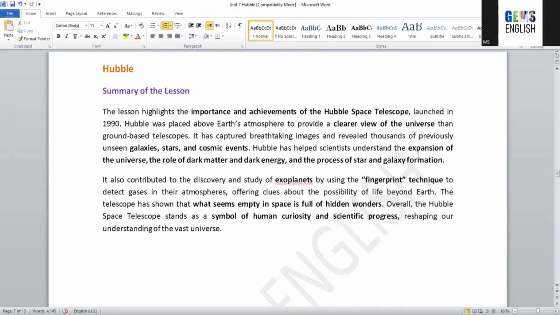Hubble has helped scientists understand the expansion of the universe, the role of dark matter and dark energy, and the process of star and galaxy formation. It also contributed to the discovery and study of exoplanets by using the fingerprint technique to detect gases in their atmospheres, offering clues about the possibility of life beyond Earth. The telescope has shown that what seems empty in space is full of hidden wonders. Overall, the Hubble Space Telescope stands as a symbol of human curiosity and scientific progress, reshaping our understanding of the vast universe.